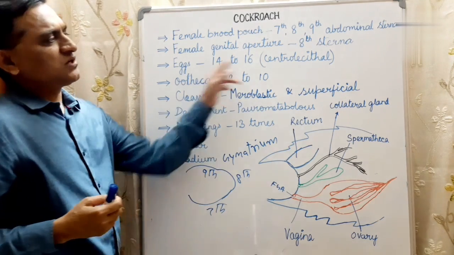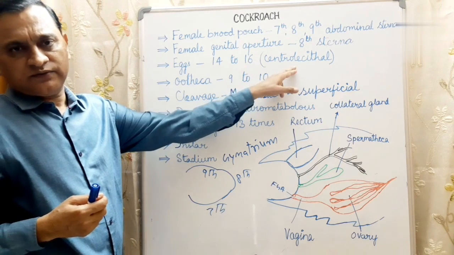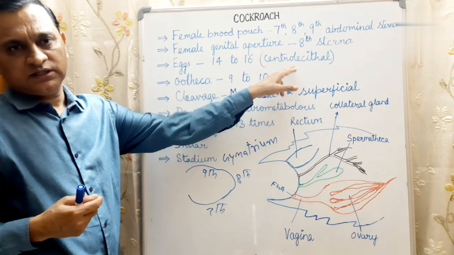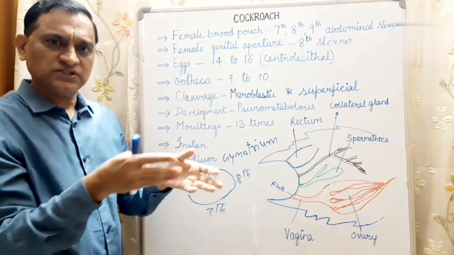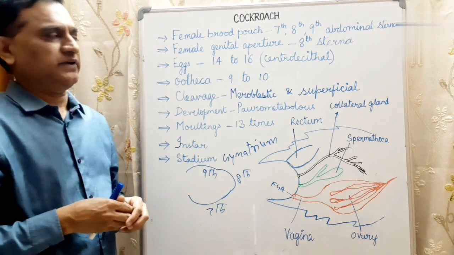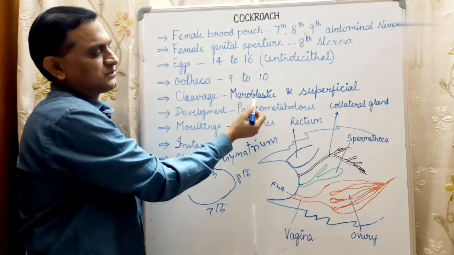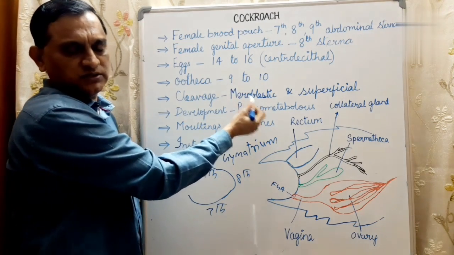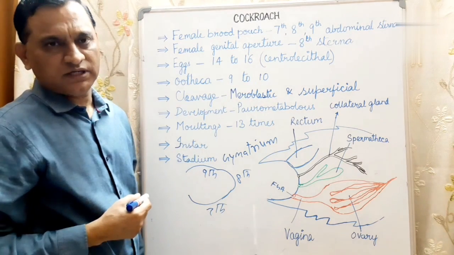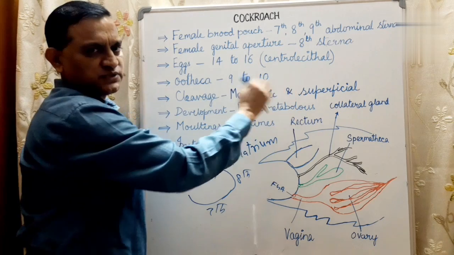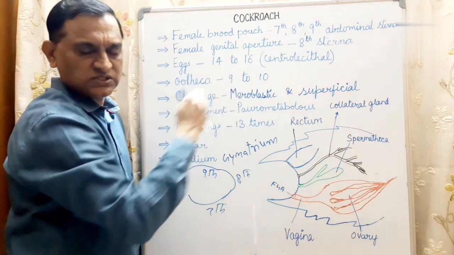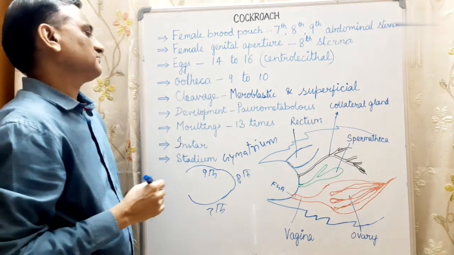Now the eggs are centrolecithal. Centrolecithal means yolk is present in the center, and the nucleus and cytoplasm are present towards the periphery. Such eggs always undergo meroblastic cleavage. Meroblastic means incomplete and superficial cleavage, so cleavage takes place only where the nucleus and cytoplasm are present.